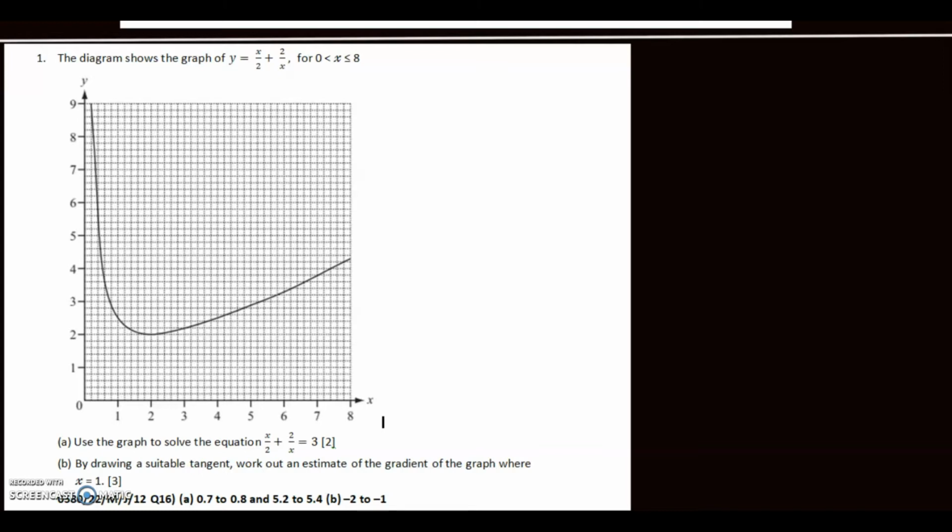Now we need to solve this equation graphically. So notice that this left side of the equation equals y. So we can simply write for part A that y equals 3. Now we need to solve this graphically, which means we need to sketch the line y equals 3, which is this line, and now read the points of intersection.